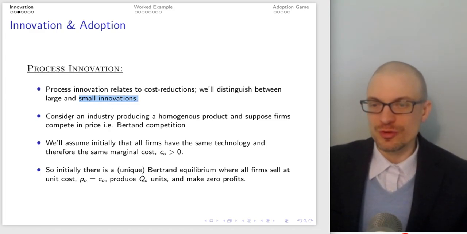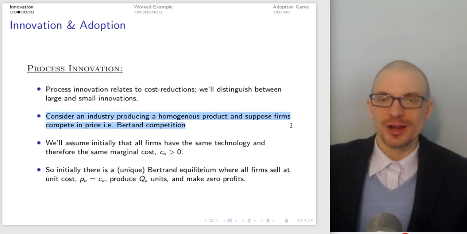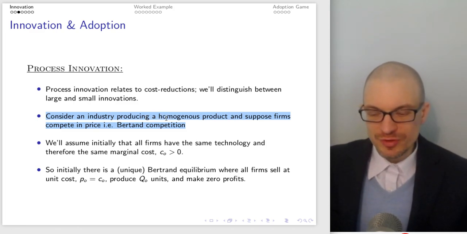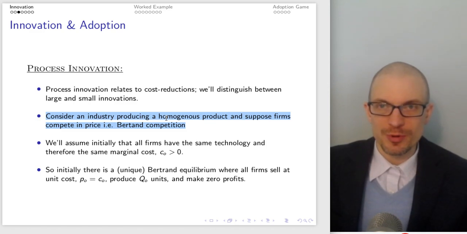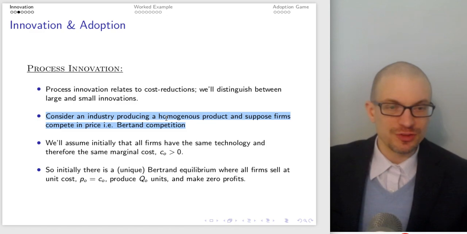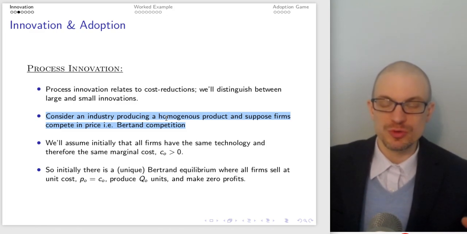So we're going to think of an industry producing an identical product and assume firms are competing in price. We're assuming we've got Bertrand competition. Bertrand competition means you've got a collection of firms setting their prices, and they're strategically interdependent in the sense of, I know my price is going to affect your price. So the standard example would be, suppose we both have costs of $2. Suppose the current market price is $3. What price should we set?